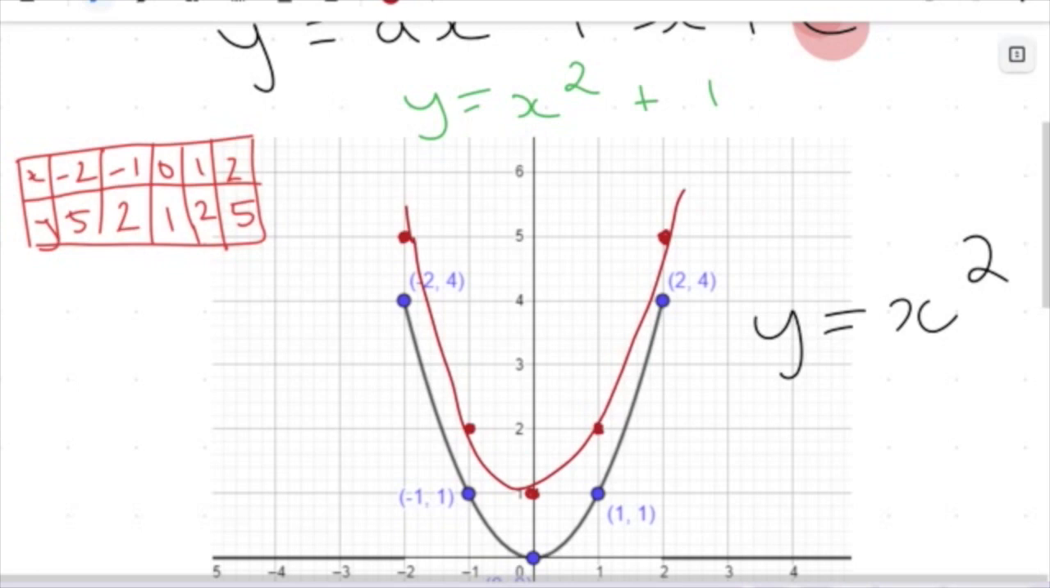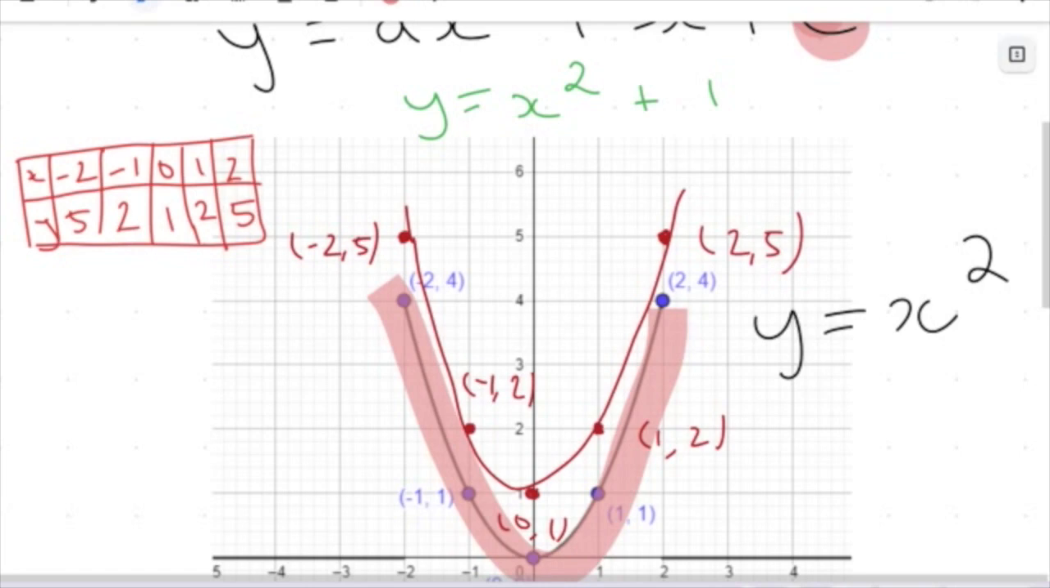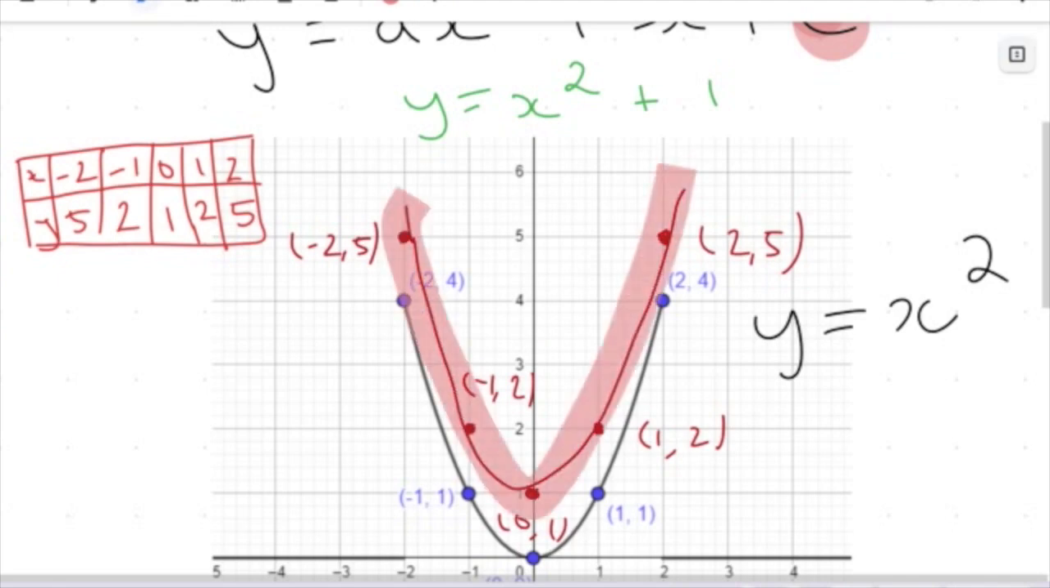Now let's look at all these points. I have -2, 5; -1, 2; 0, 1; 1, 2; and 2, 5. Let's look at what's actually happened here. From our original parabola, the shape of it is pretty much maintained. There's no actual dilation, no steepening or widening of my parabola, but we can see it's been shifted up 1 unit in the y direction.